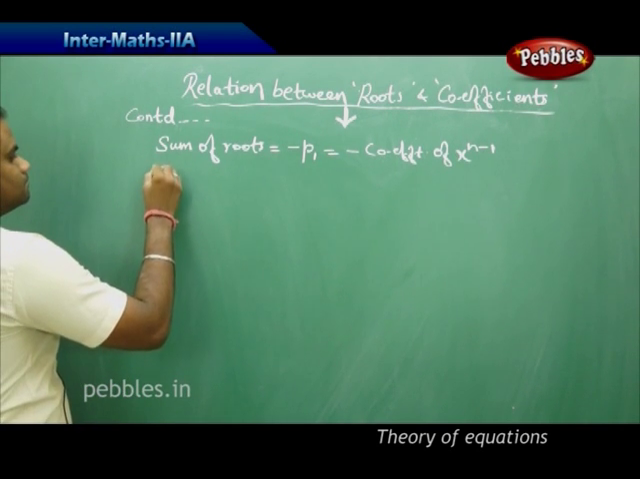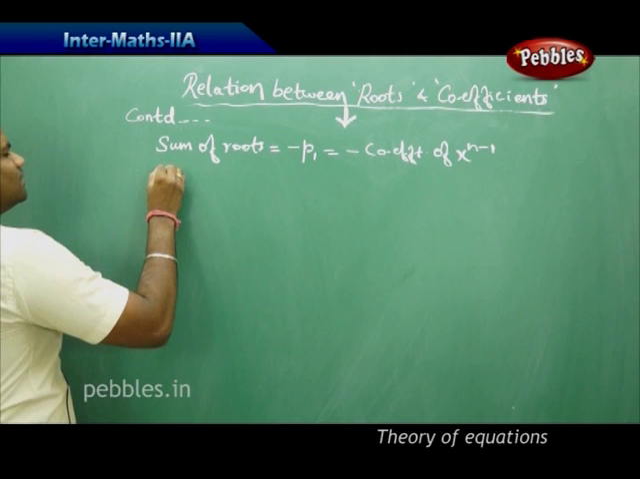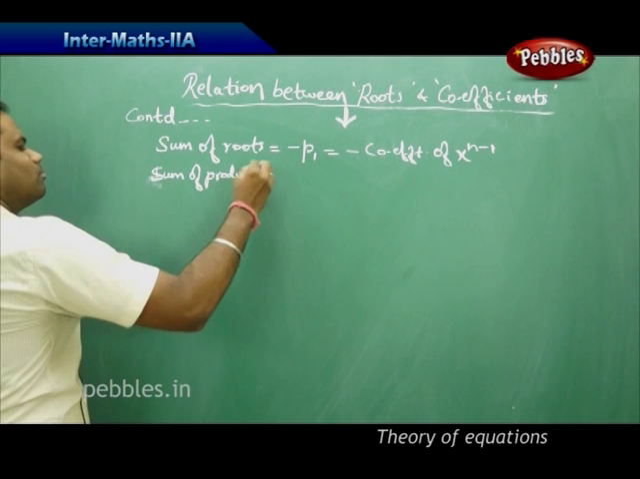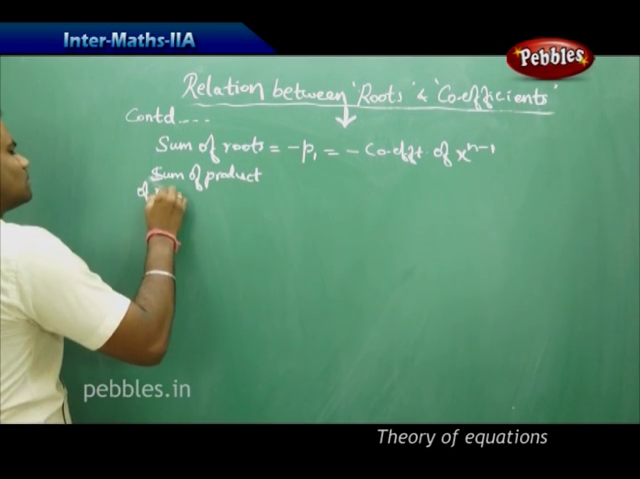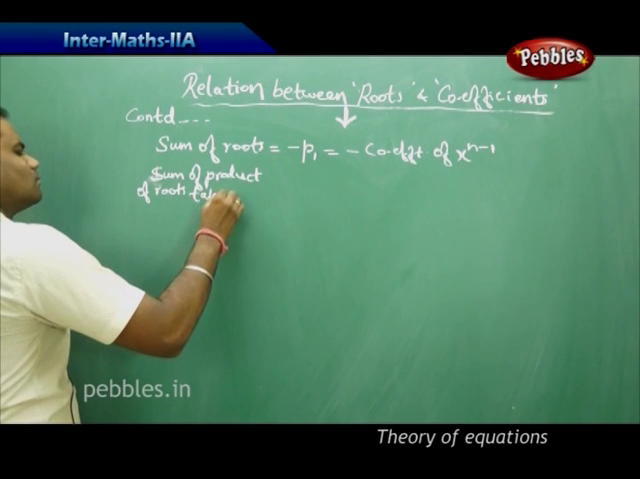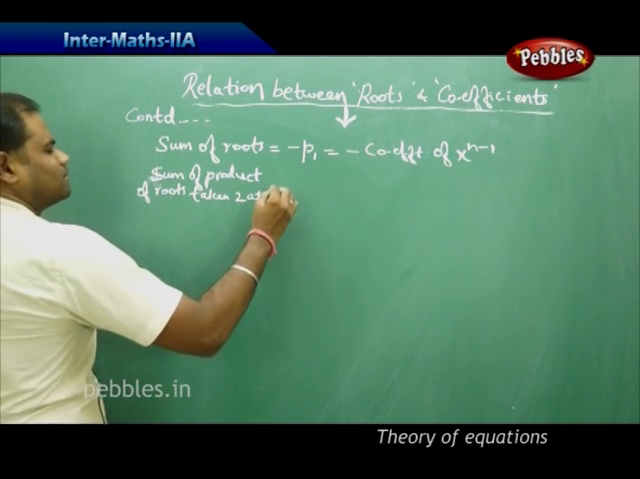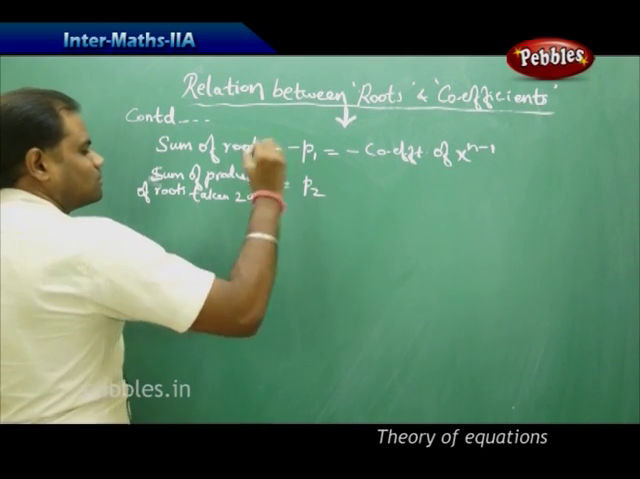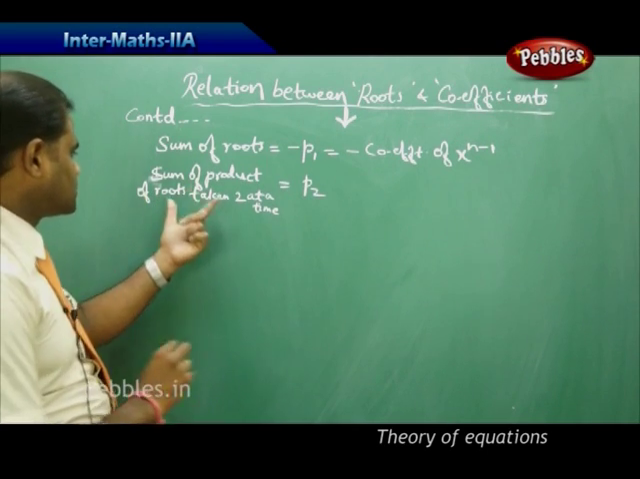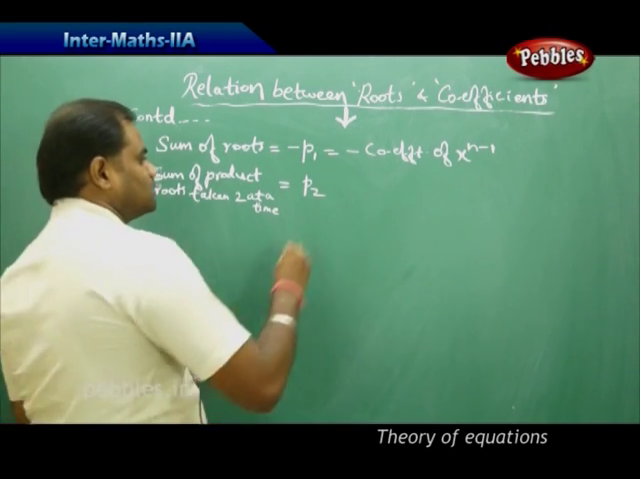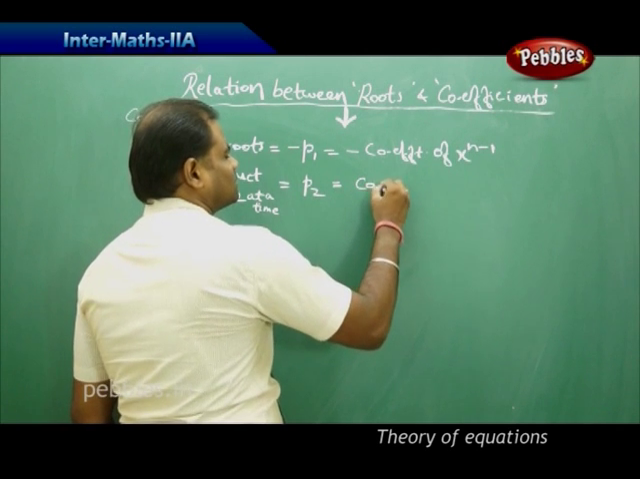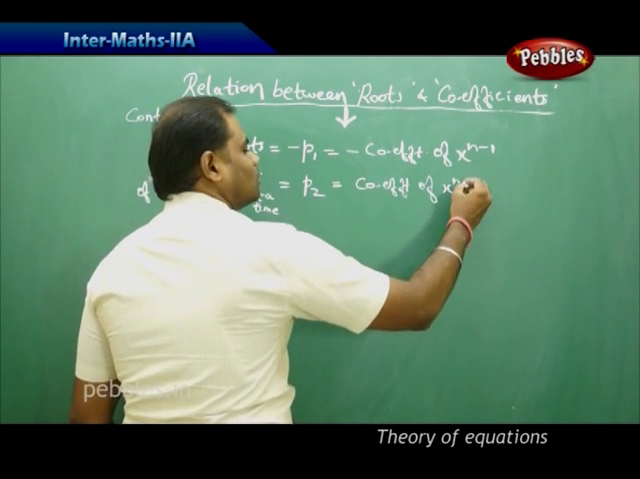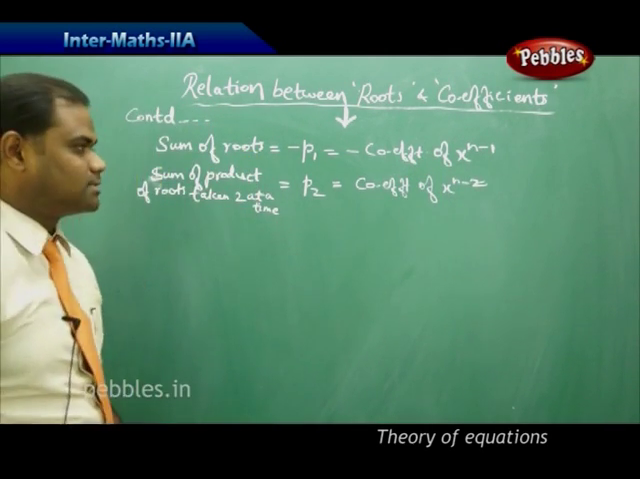Then we have the sum of product of roots taken 2 at a time, which is given by P2. When I take the sum of product of roots taken 2 at a time, I get this to be P2, which is nothing but the coefficient of x power n minus 2 of the polynomial p of x, which is considered.